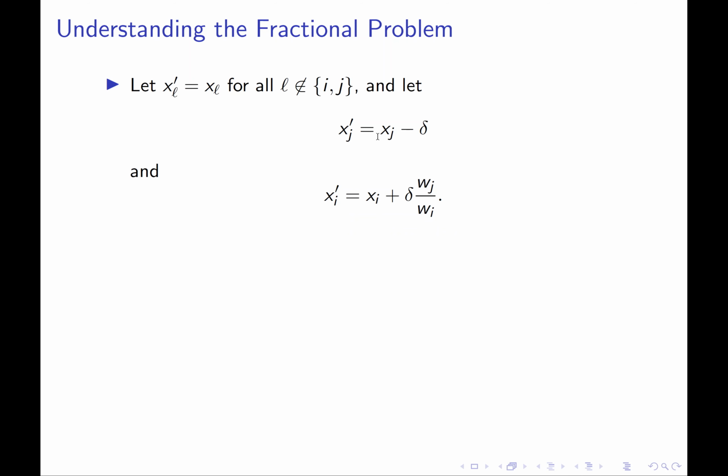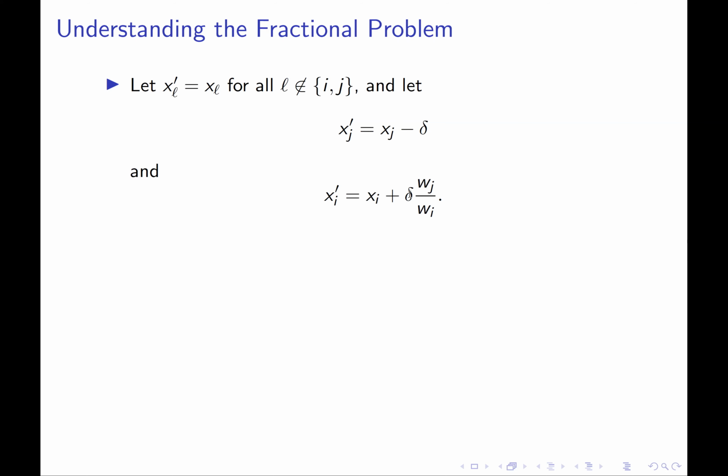We're going to take xj's allocation in this purportedly optimal solution. We're going to reduce it by delta, so xj prime is just xj minus delta. And then we're going to increase bidder I's allocation by as much as we can without violating the feasibility constraints. What that looks like is we take xi's allocation in this purportedly optimal solution, and we're going to increase it.